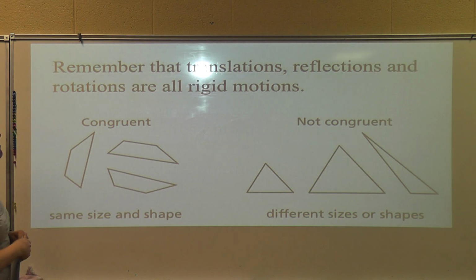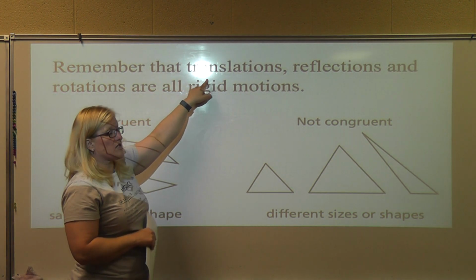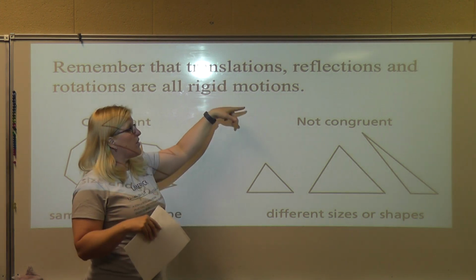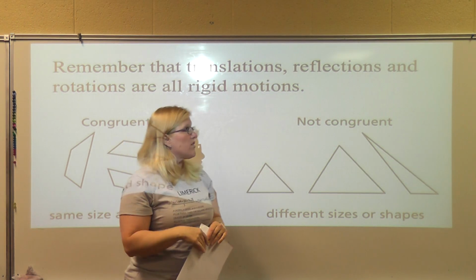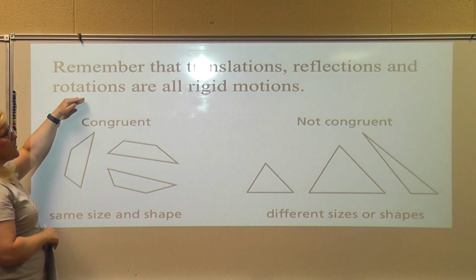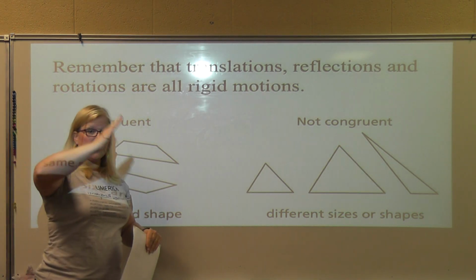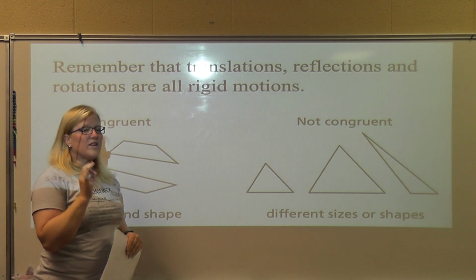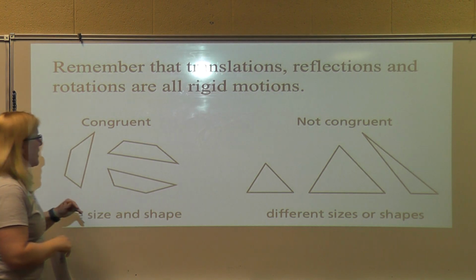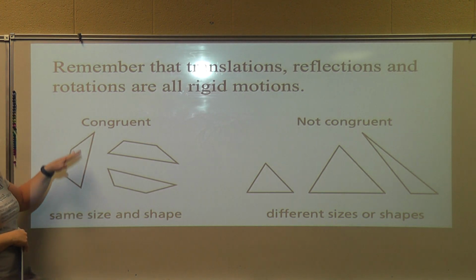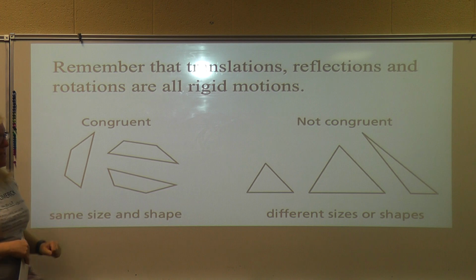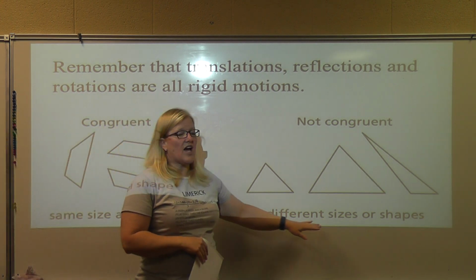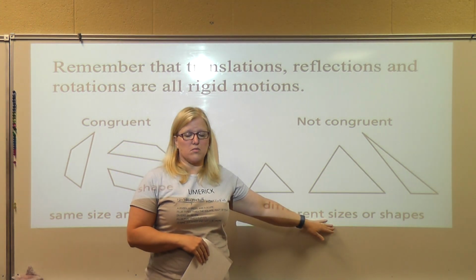Okay, so remember that translations, that's what we talked about, it's up and down, back and forth. Reflections, like a mirror image, flipping back and forth. And rotations, this motion. They're all rigid motions. So congruent shapes, look, these all have the same shape, even though they might be flip-flopped. They still have the same shape. These are not congruent, as you can probably tell.